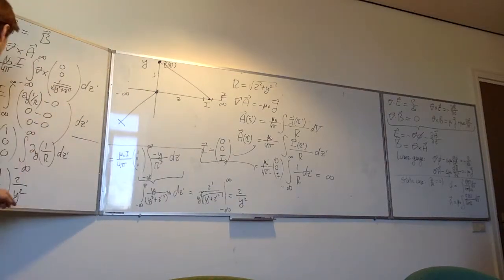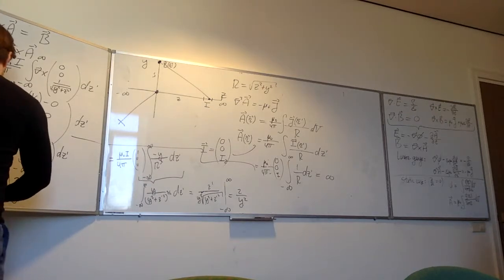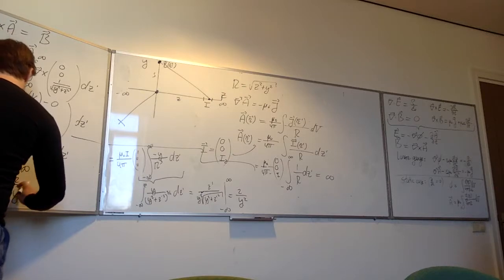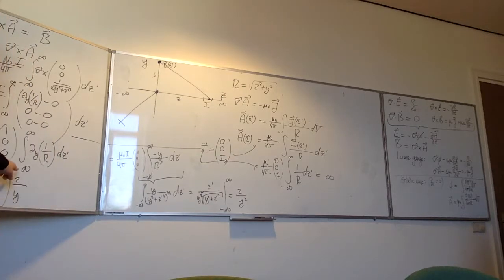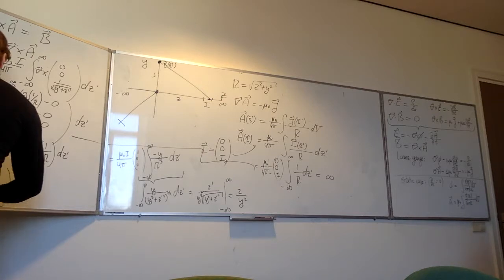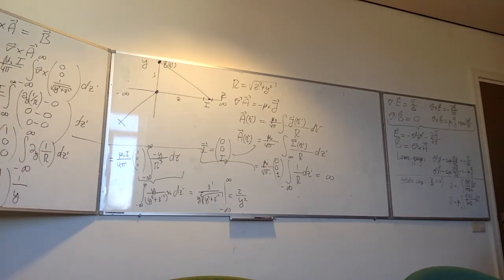Oh, you took the y out before you did the... Yes. Right. Okay. So ultimately, your final answer will only have 1 y in the denominator. And the 2 that you have in the numerator will cancel the 4 here. 2. And now we have our magnetic field.